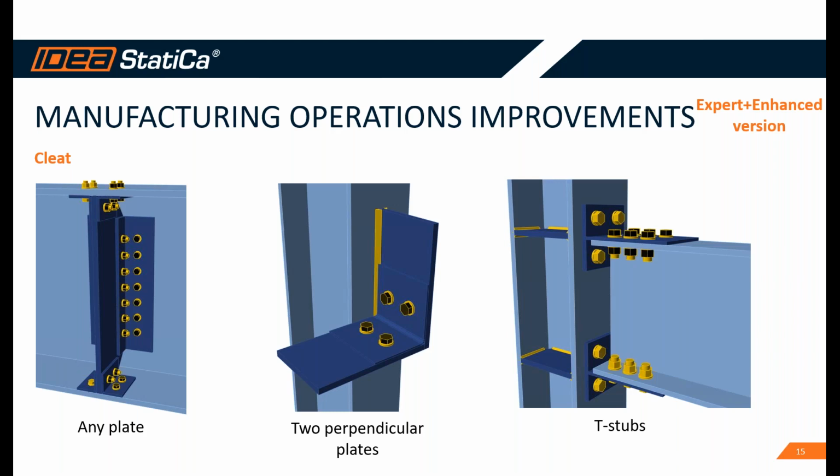More, two perpendicular plates which are cut by each other can be connected by a cleat, which is really nice. And if you are not satisfied with L angles, you need more resistance, let's say, you can use T-stubs, and you can use these cross-sections with the cleat manufacturing operation. Together, this huge improvement makes it much easier to design bolted connections, which is, I think, especially great for the US market. And this is available in expert and enhanced version.